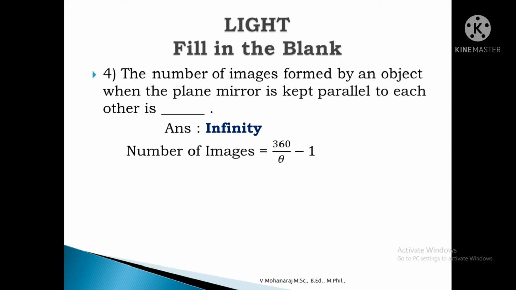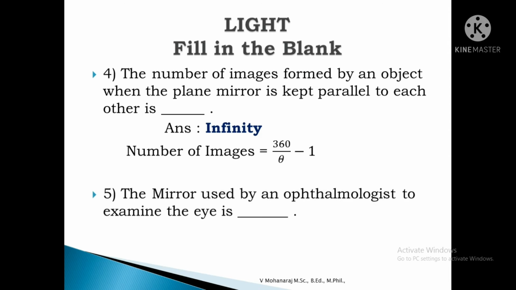360 by theta minus 1. Here theta is nothing but the angle between the two plane mirrors. In this case, these two are kept parallel to each other, so the angle between them becomes 0. If we substitute the value of theta in the equation, 360 by 0 minus 1, anything by 0 becomes infinity, so we get infinity number of images. Then the mirror used by an ophthalmologist to examine the eye is concave mirror.